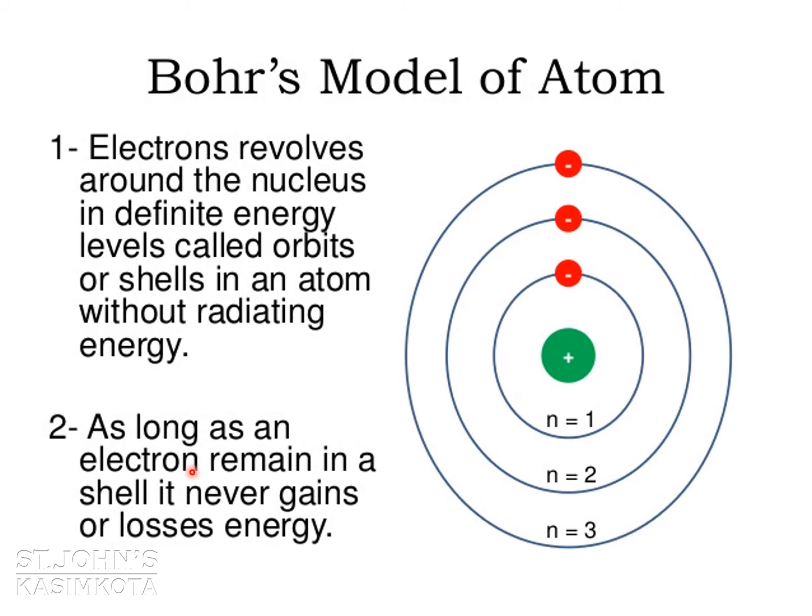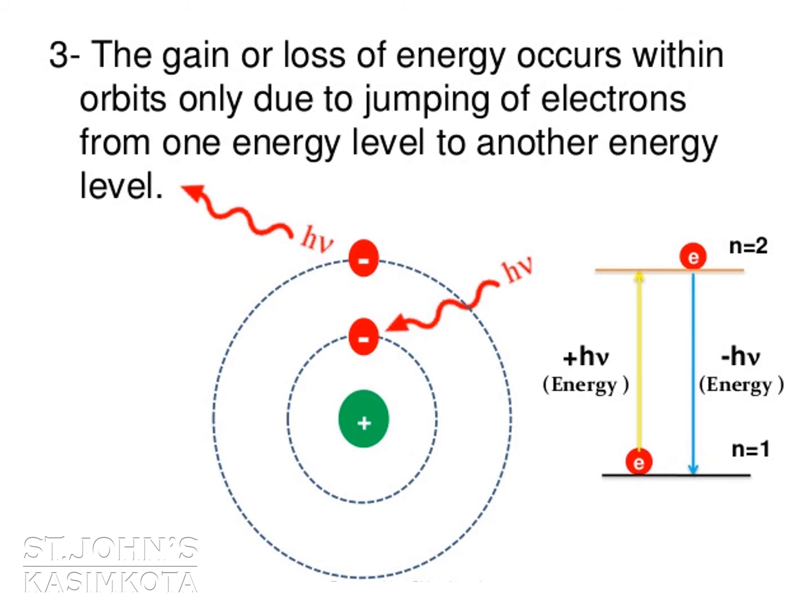His second observation is, as long as an electron remains in a shell, it never gains or loses energy. Whenever an electron is moving in a definite energy level, those energy levels are called orbits. And as long as the electron is revolving in these orbits, its energy never changes. It doesn't lose energy or gain energy. So its energy remains constant. The gain or loss of energy occurs only due to the jumping of electrons from one energy level to another energy level. I repeat this point.